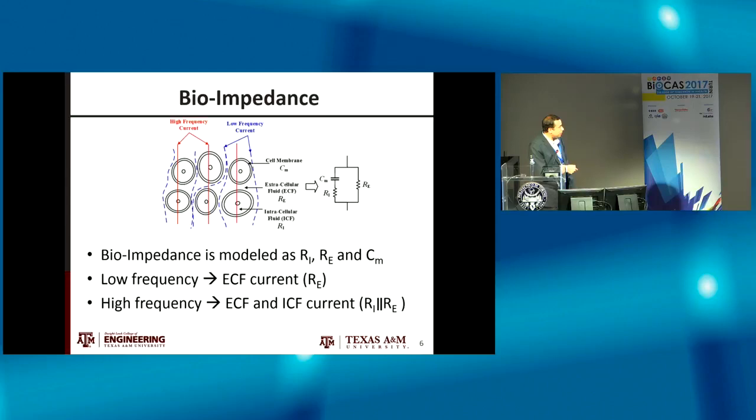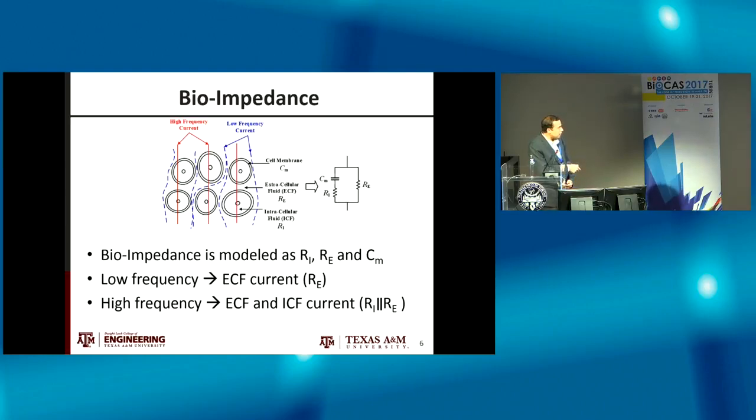Our body consists of these cells. We have fluids inside the cell, called intracellular fluid, which can be modeled as a resistance called RI. And we also have external fluids, which can be modeled as RE. And there is a cell membrane around each cell, which can be modeled as a capacitance. When I apply AC current at very low frequencies, this cell membrane acts as a capacitance and blocks the current from going inside the cell. And at very high frequency, the current can pass through the cells.